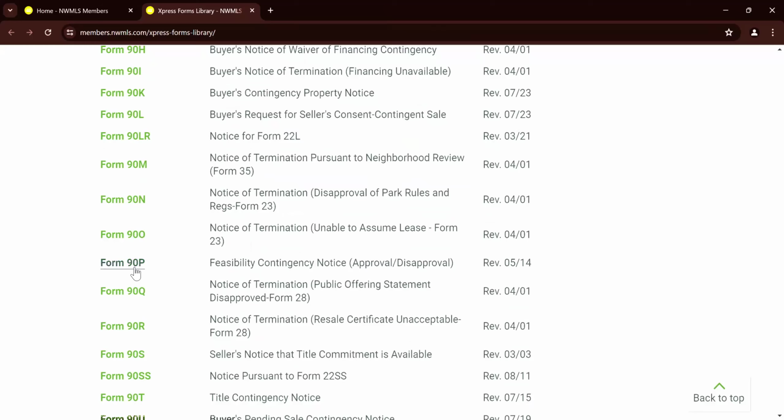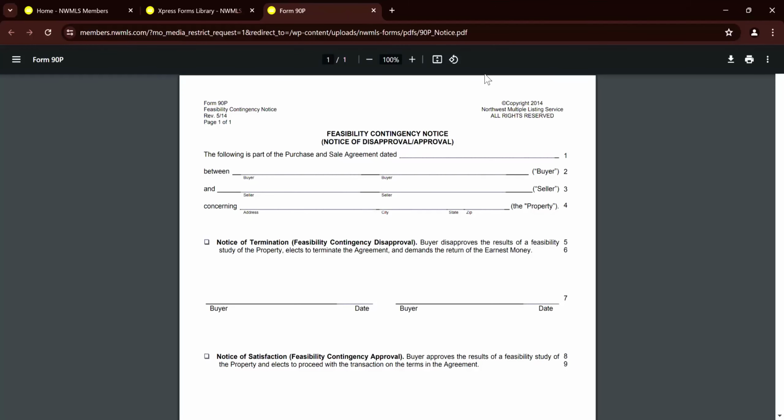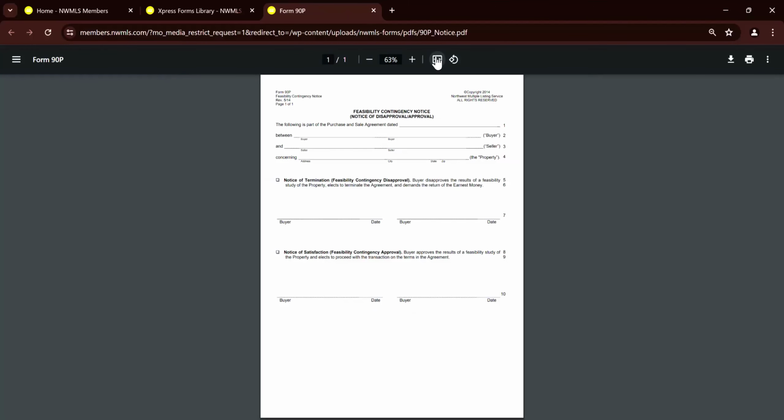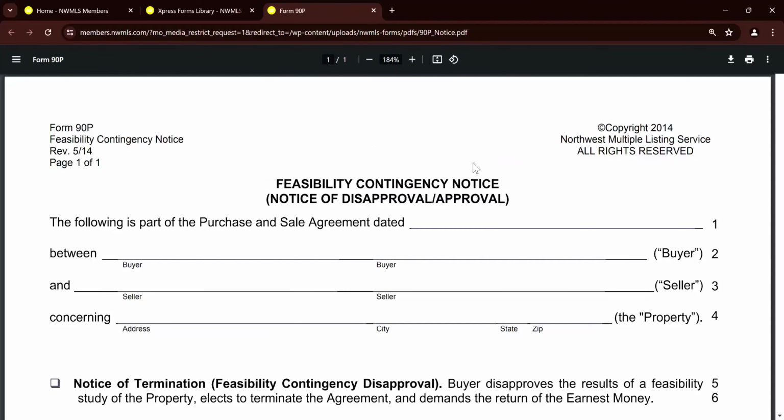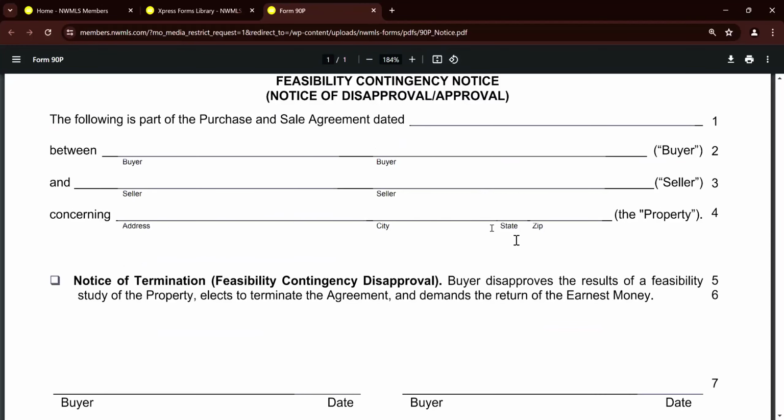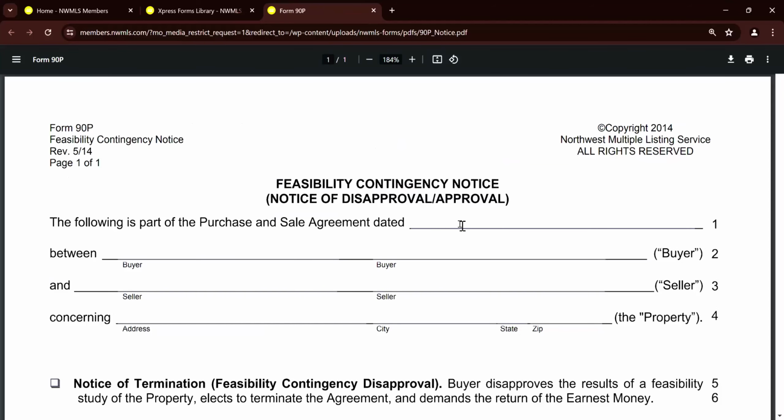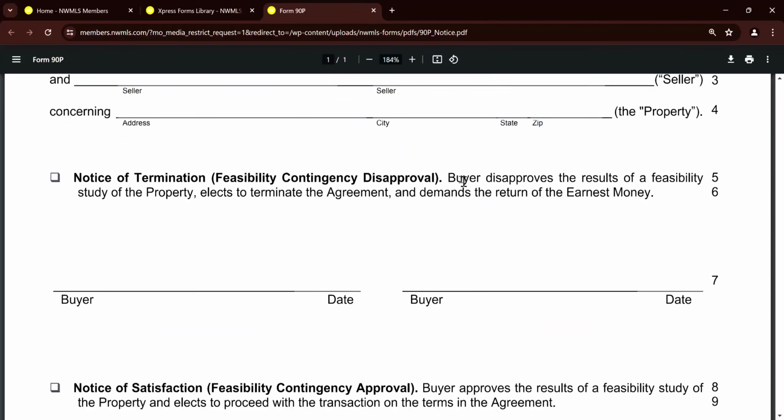90P, this one is definitely something you'd use for the feasibility contingency, right? You've got two different notices for the 90P. This is the notice of termination. Feasibility contingency is disapproved for the 35F form. Buyer disapproves the result of the feasibility study of the property and elects to terminate the agreement and demands the return of the earnest money. So you would use the Form 90P and a Form 50.